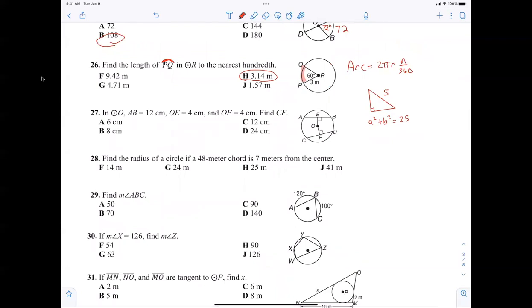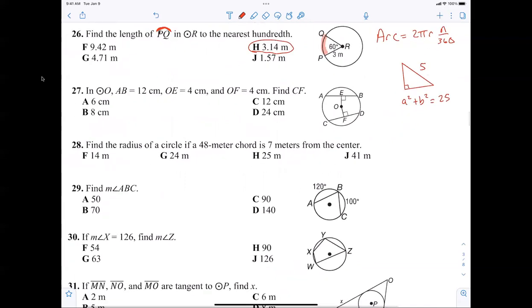Okay. So on 27, so CF, if OF is 4, AB is 12, what's true about CD? It's 12, so then OF must be what? OE is 4, OF is 4, I'm sorry. So what is CF? 6, great. Anybody have any questions with that?